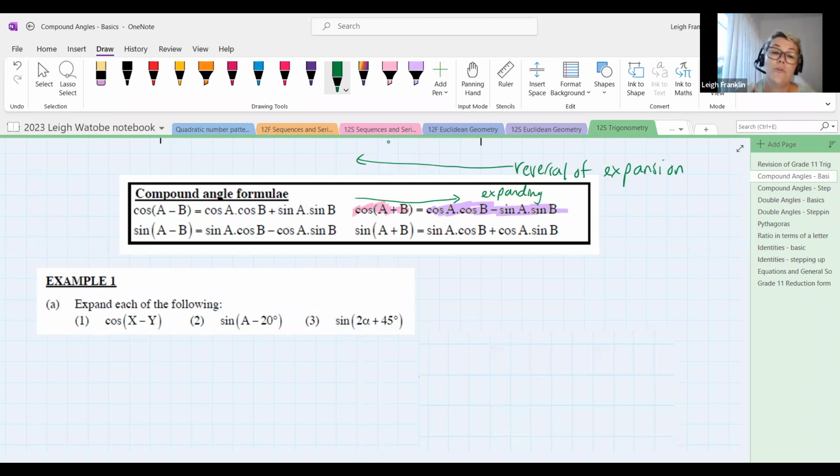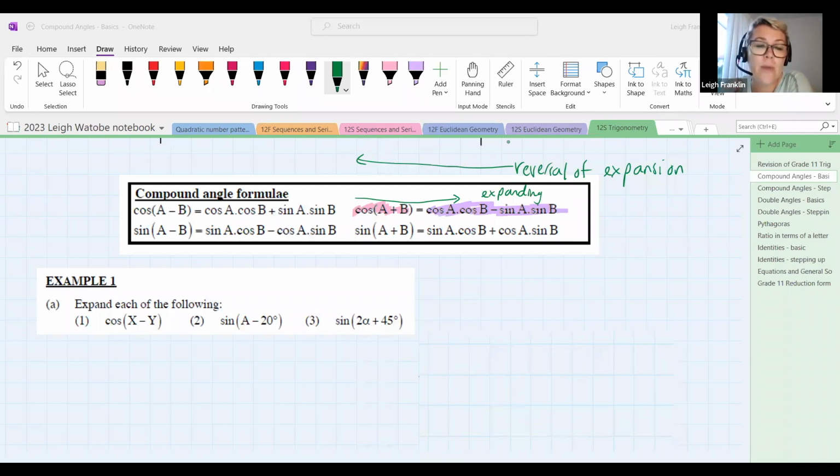Okay, so from the left-hand side to the right-hand side, I'm expanding, and from the right back to the left, I'm doing the reversal of the expansion. So essentially what you are doing is you are writing your cos A cos B minus sine A sine B in terms of a single trig ratio. In terms of cos, or if you had sine A cos B plus cos A sine B, you'd be writing that in terms of a single trig ratio. In this case, it would be sine A plus B.